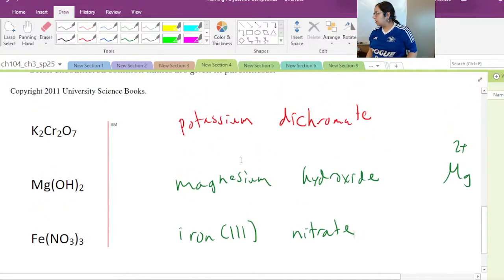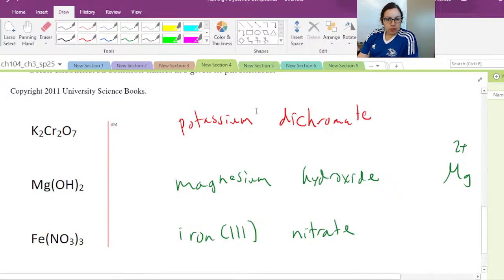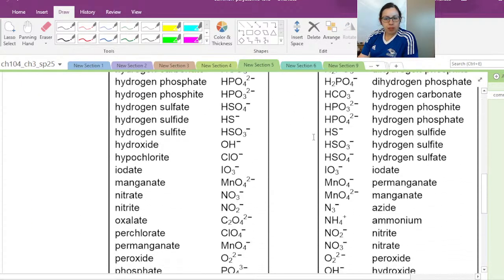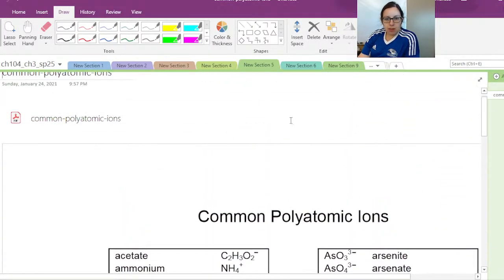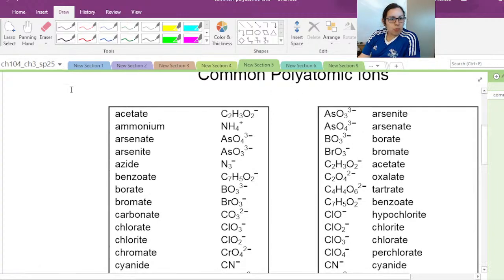Questions on those? Kind of feel okay, maybe? So we'll keep practicing. So this is the sheet that I'll actually hand you guys. I have a copy here in my notes. So you can reference that.